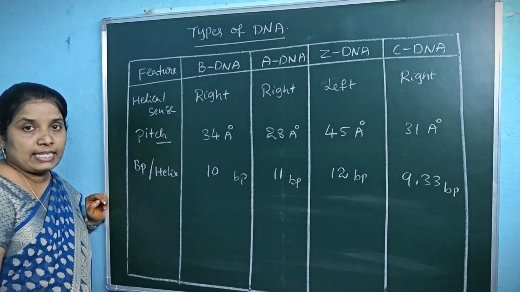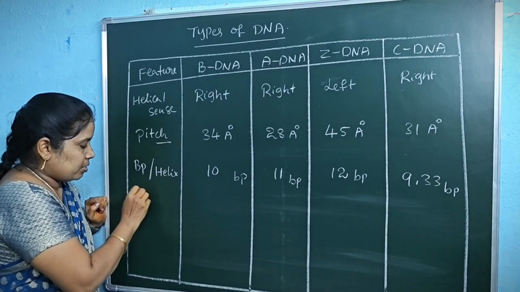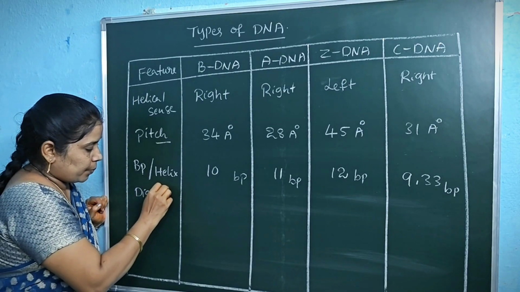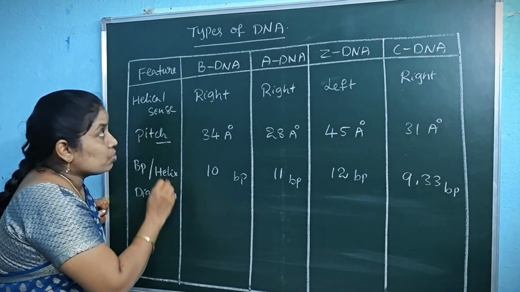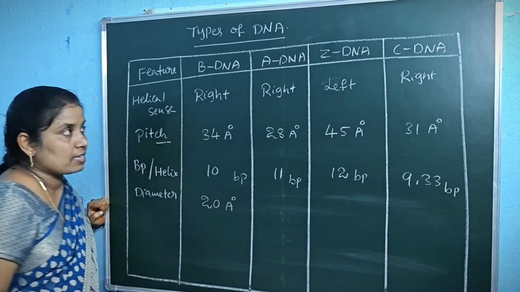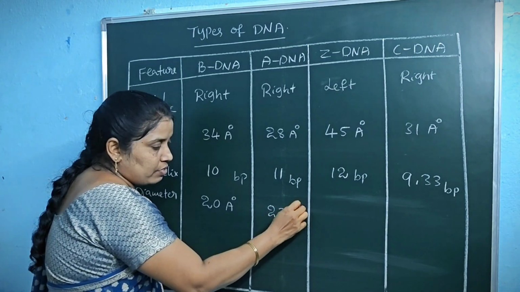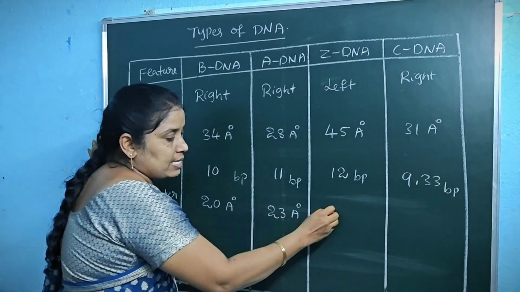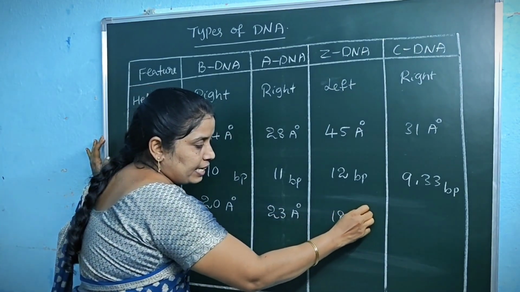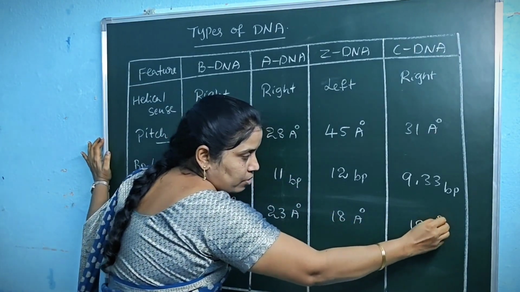Okay, so let's see the diameter of the DNA helix. B-DNA has a diameter of 20 angstroms, A-DNA has a diameter of 23 angstroms, whereas Z-DNA has a diameter of 18 angstroms, and C-DNA has a diameter of 19 angstroms.